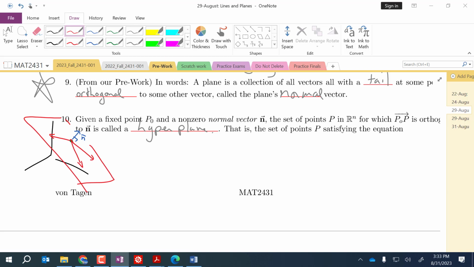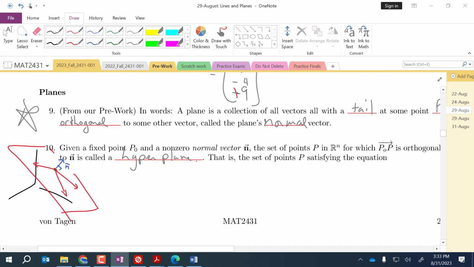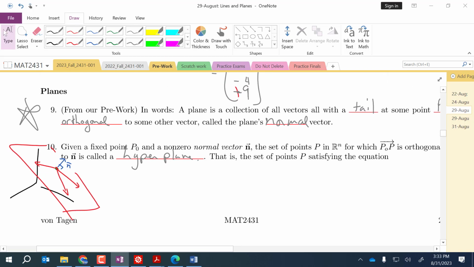So that's a plane. The thing to know, folks, is this part. You need to know and think about and consider this definition. If you don't know it, I can't explain it much better than I did in the pre-work. I'll be happy to try. Come by and see me in office hours. But my recommendation would be to rewatch the pre-work where I gave you that definition.